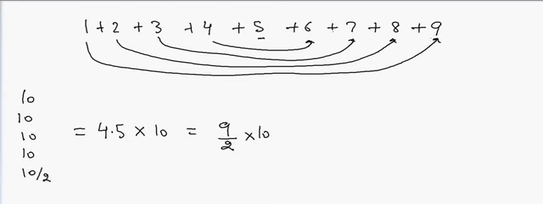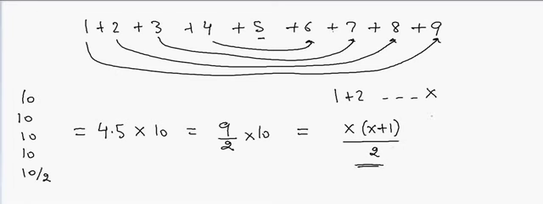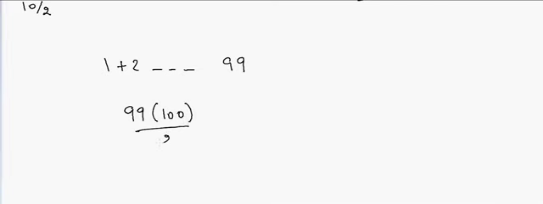Again, if we look here, that will be equal to 9 divided by 2 into 10. So what's the 9 here? 9 here is the last digit. Suppose I have to add 1 plus 2 until x; we can write this as x into x plus 1, divided by 2. We can use this formula for any kind of sequence. Now if we have to add 1 plus 2 until 99, the answer will be equal to 99 into 100 divided by 2.